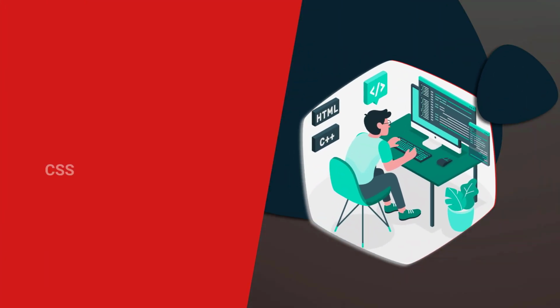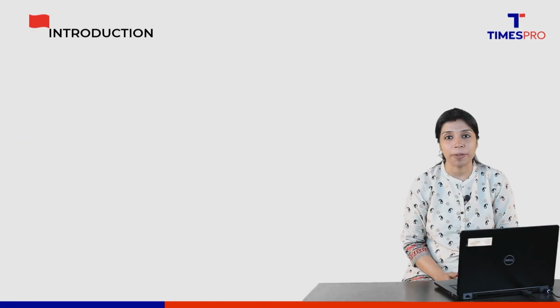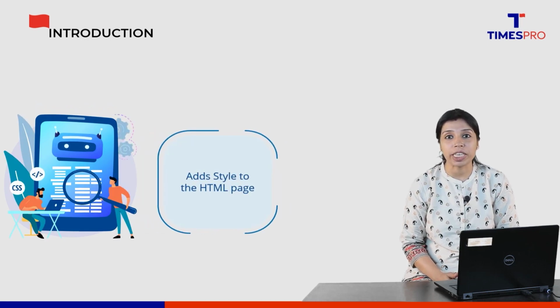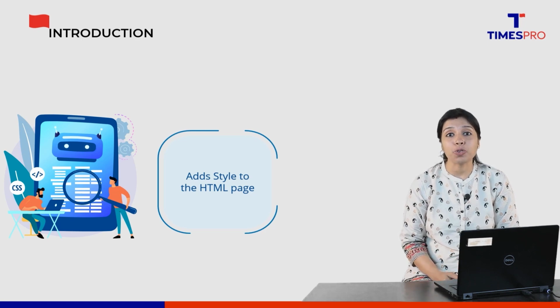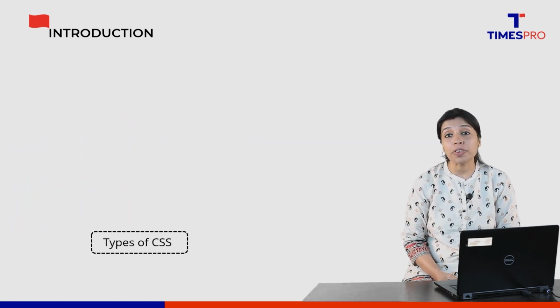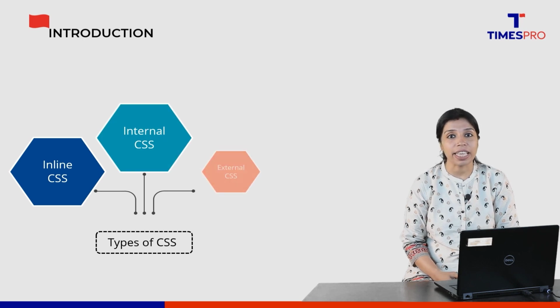In this video, we are going to talk about CSS, which stands for Cascading Style Sheet. CSS is used for adding style to an HTML page. Normally, HTML is the language that is understood by the browser, and we try to make the page more beautiful by adding CSS. There are three different types of CSS: inline, internal, and external.